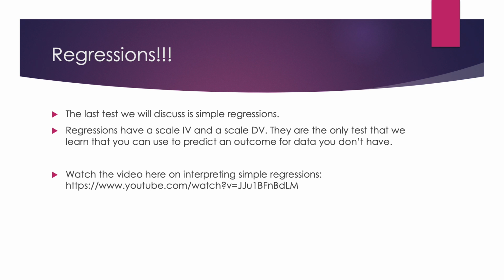multiple regressions exist. As I mentioned, regressions have a scale independent variable and a scale dependent variable, the kind of regressions we study. They are also the only test that we learn that you can use to predict an outcome for data that you don't have. So you can use the data you have to predict outcomes for data that you don't have.